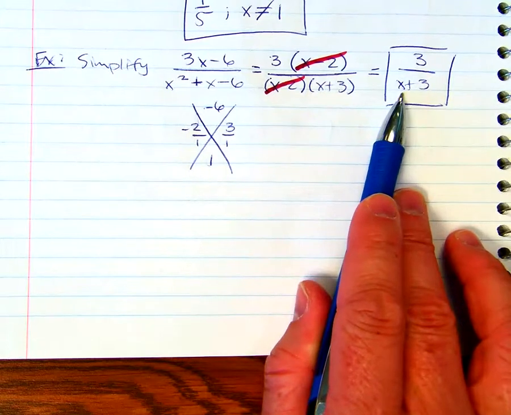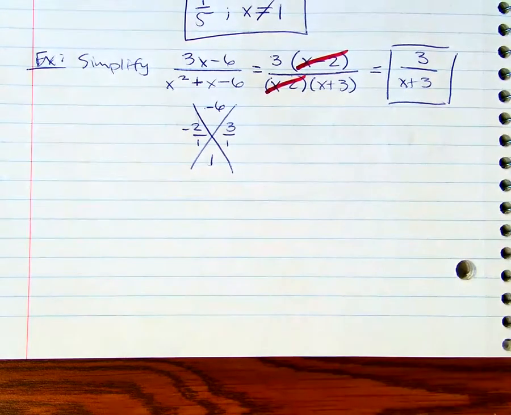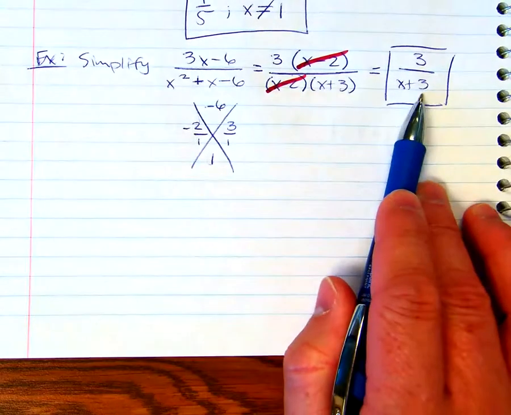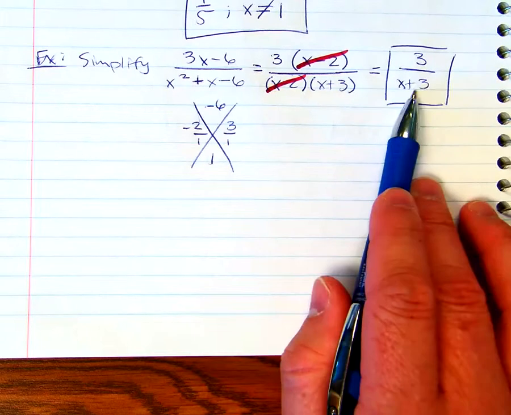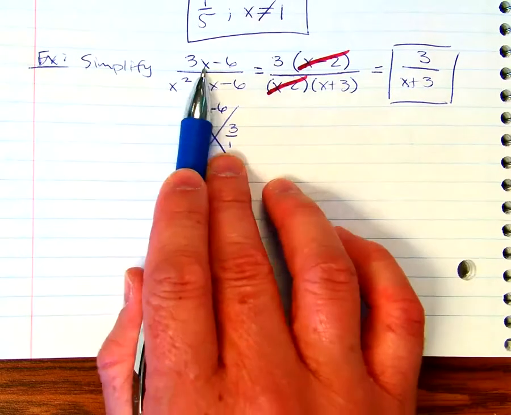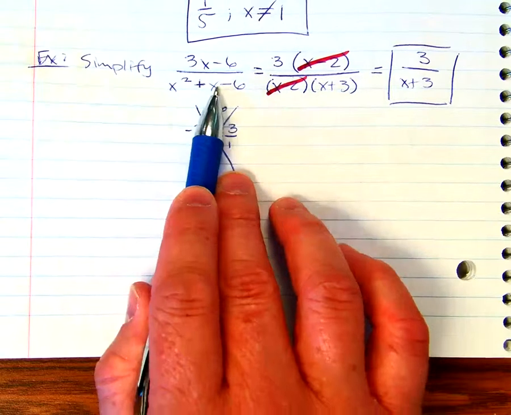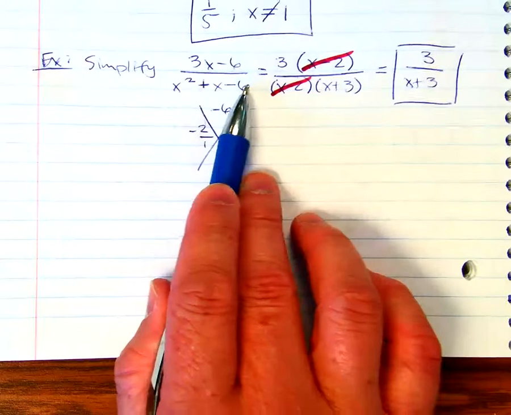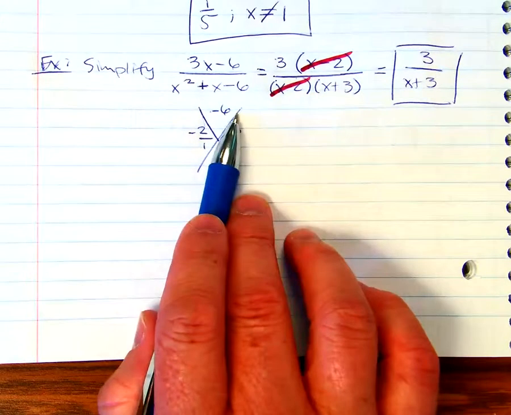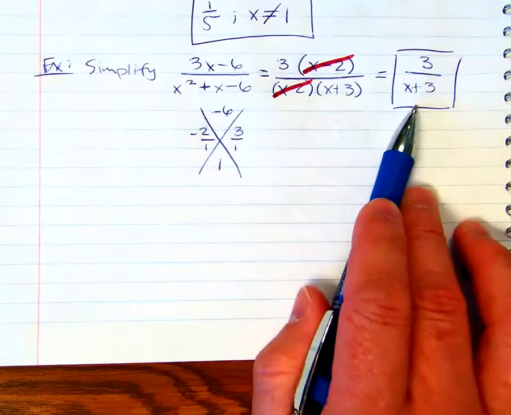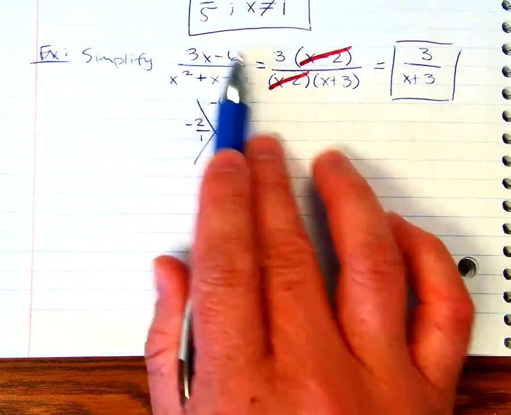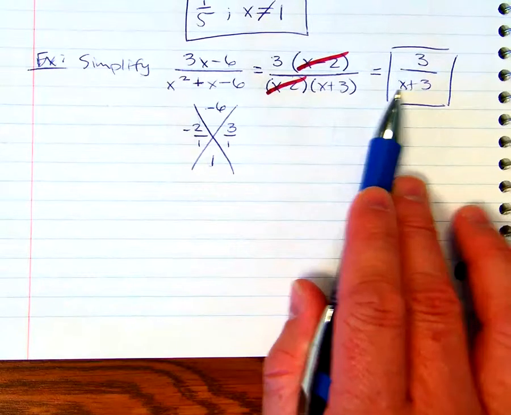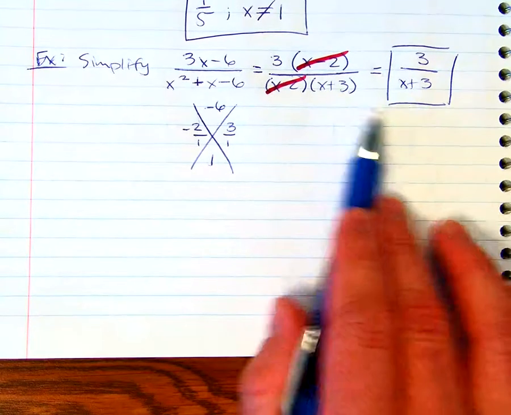If I tried to plug in a number like 5, it's much quicker to just do 5 plus 3 and get 8 and know that this will be 3 over 8. Instead of plugging in the 5 here, here, and here, and doing 3 times 5, then subtracting 6, doing 5 squared, then adding 5, then subtracting 6, and then reducing it to eventually get 3 over 8. So we have simplified this process a lot. You now are only doing one thing, adding 3 to it. And that's it. Then you get your fraction answer.